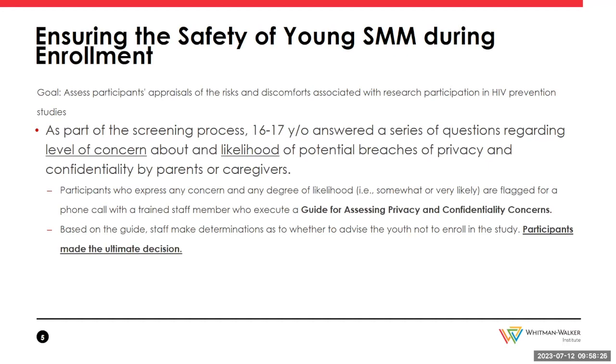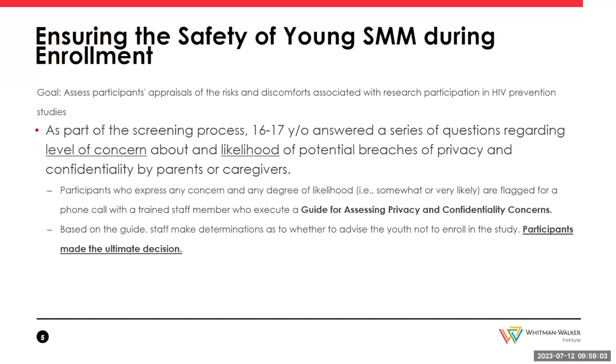Great. So as part of the screening process, the 16 to 17-year-olds answered a series of questions regarding their level of concern about and their perceived likelihood of potential breaches of privacy and confidentiality by parents or caregivers that they were living with at home. This was done in two domains. We asked them about digital communications like emails and text messages, which we frequently send as part of these cohort studies. And we asked them about receiving packages because we have to send them HIV testing kits, so they are receiving packages at home or at another location of their choosing.